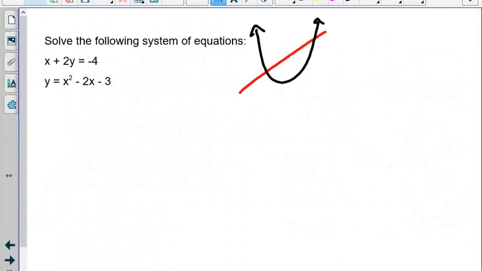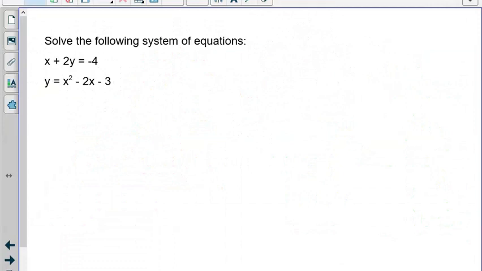They can intersect twice, once, or 0 times. So that is something that you have to keep in mind every time you do these problems. You do not want to get more answers than are possible. That's definitely something you don't want to do.